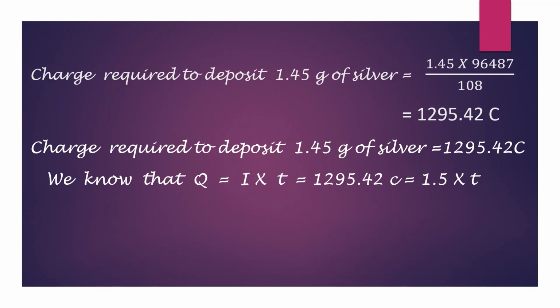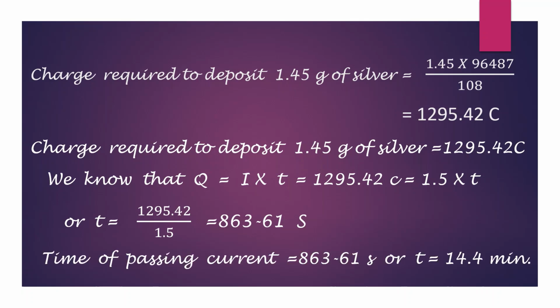So 1295.42 equals 1.5 into T. So T equals 1295.42 divided by 1.5, that will give 863.61 second. So this can also be converted into minutes. So in terms of minutes, it will be 14.4 minutes. So the time of passing the current equals 863.61 second or 14.4 minutes.